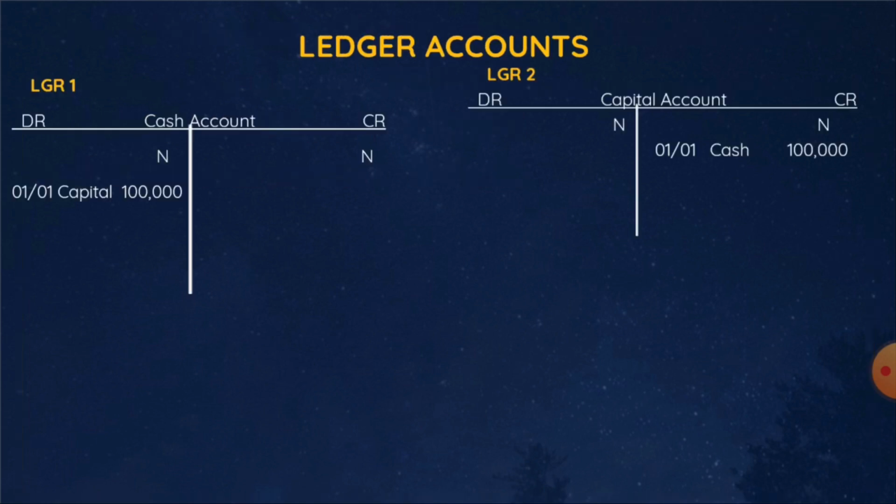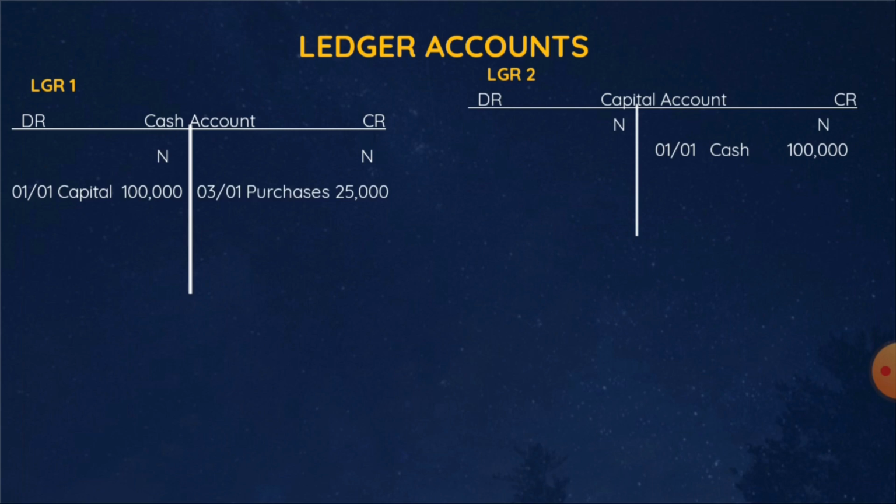Now let's go to our ledger. We already have a cash account. We are not going to open another cash account. So our cash account, we are going to credit with purchases, 25,000 naira. The corresponding debit entry goes to the purchases account.